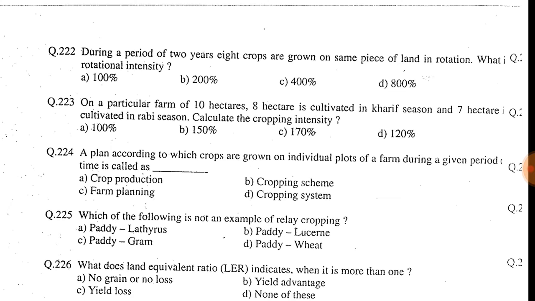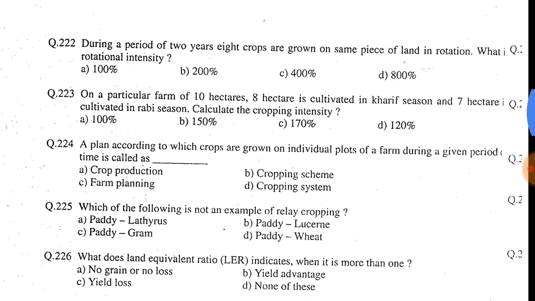223. On a particular farm of 10 hectare, 8 hectares are cultivated in Kharif season and 7 hectares in Rabi season. Calculate the cropping intensity. 150%. It is 8 plus 7, that is 15, into 100 upon 10, which gives 150.